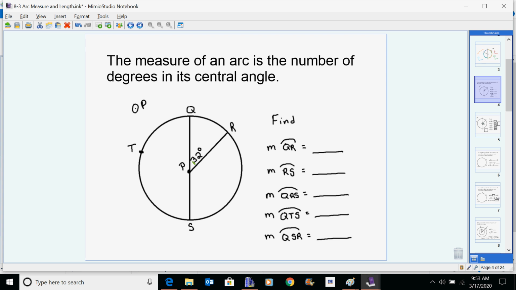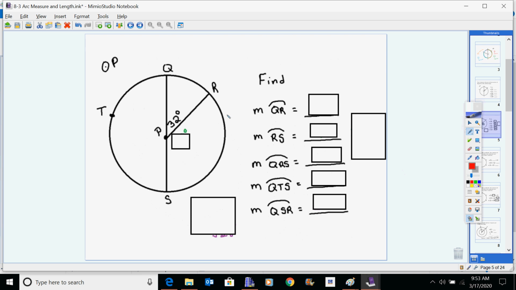So we have a central angle of 32 degrees. And this little M in front of that arc symbol actually refers to the measure of the arc. It has to do with the number of degrees in the central angle. So the measure of arc QR in this case has to refer to 32 degrees. Okay, so the measure of that arc QR is 32 degrees.